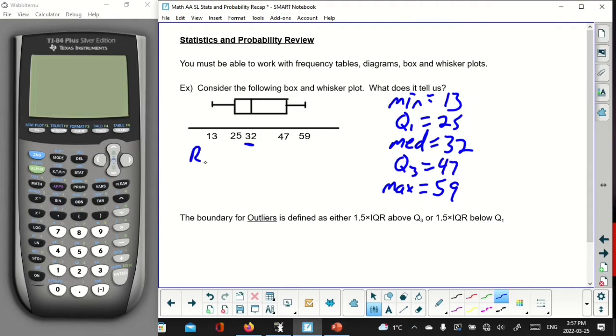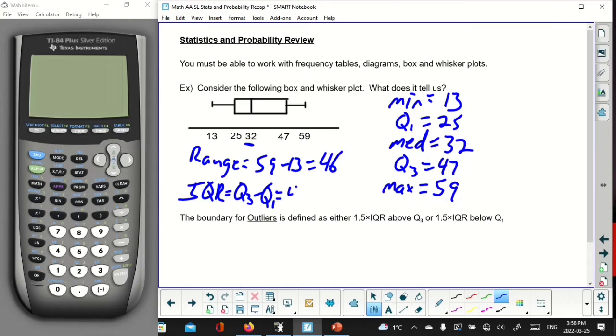From that, we can figure out the range, which is just max minus min, so that would be 59 minus 13, or the range would be 46. And we can also find the interquartile range, which is just Q3 minus Q1. So for us, that would be 47 minus 25, or 22. The interquartile range tells us where the middle 50% of the data lies. So the middle 50% of scores are going to be between 25 and 47.